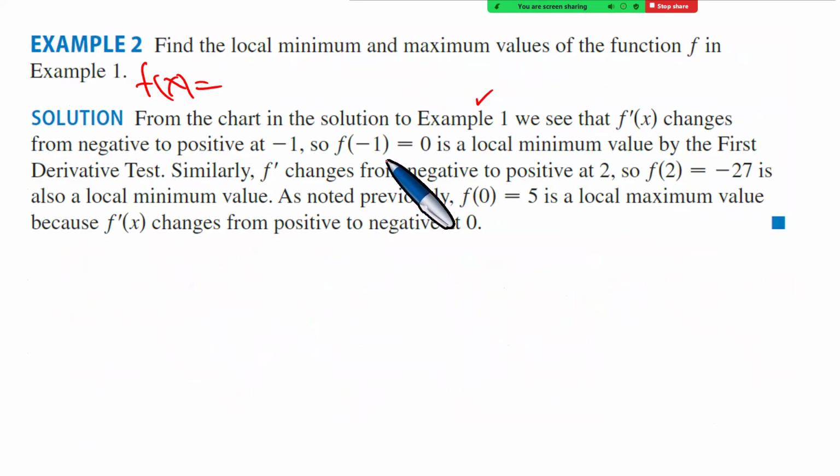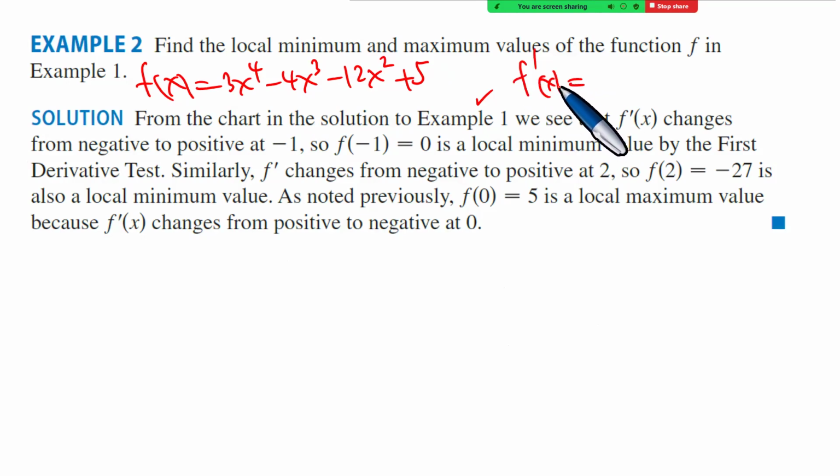In example one, let us obviously consider the chart as well, but we shall look at the function, which is exactly 3x to the fourth power minus 4x cubed minus 12x squared plus 5, which means f prime of x is equal to 12x (x minus 2)(x plus 1).